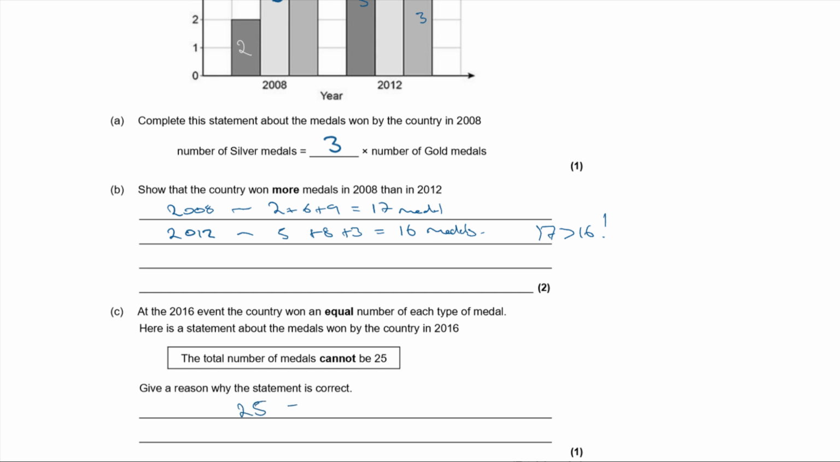So 25 divided by 3 is, well, 3 goes into 25 8 and 1/3 times, isn't it? So because it doesn't go in as a whole number, then obviously there can't be an equal number of medals. So I'm just going to write that the number of medals is a whole number, and 3 is not a factor of 25. Okay, I think I've probably written far too much there to get the mark. Probably just writing that 25 divided by 3 is not a whole number would have been sufficient. Okay, but anyway, we're done.